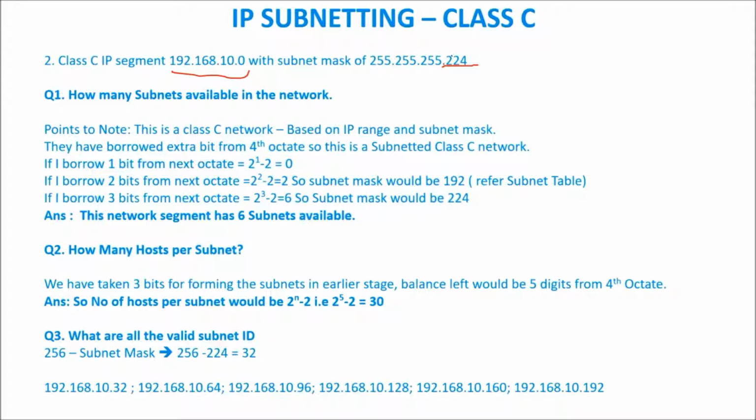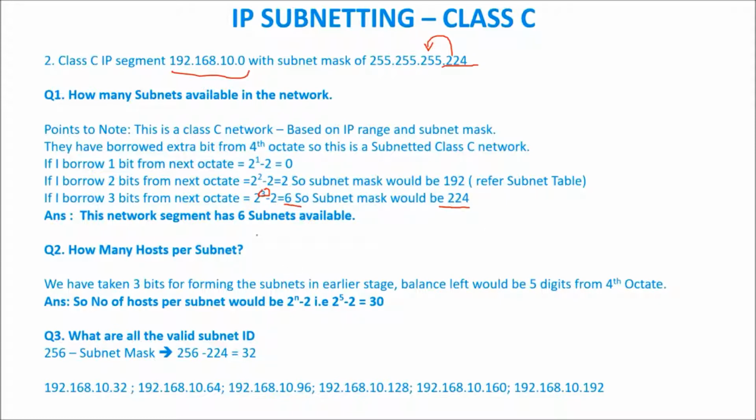Borrow the bits. We know we have to borrow the bits from the host portion to the network portion. Continuing the borrowing, I need to understand when I can stop, right? When I'm borrowing 3 bits, I'm getting 6 subnets. So what is the subnet mask for 3 bits borrowing? 128, 192, 224. It means if I borrow 3 bits from the host portion to the network portion, my subnet mask will be 224, and by this calculation I will have six subnets in my network, and the subnet mask will be 224.